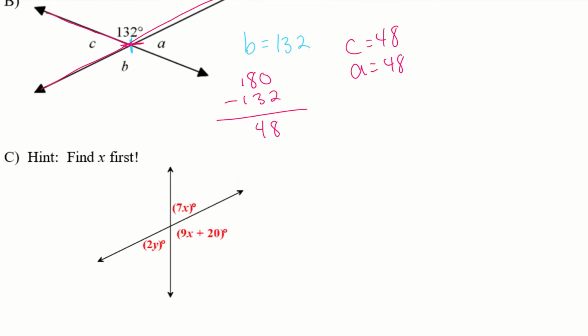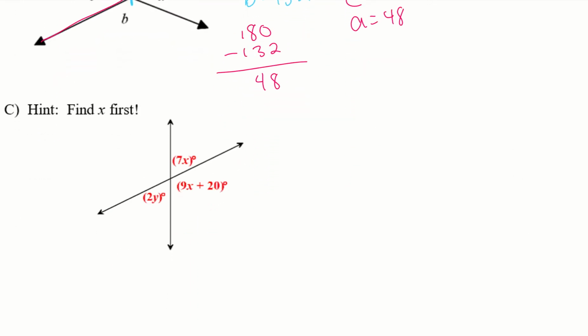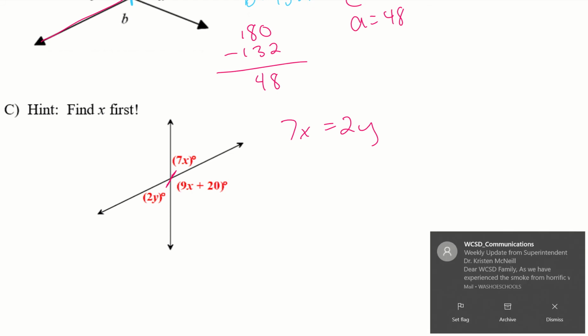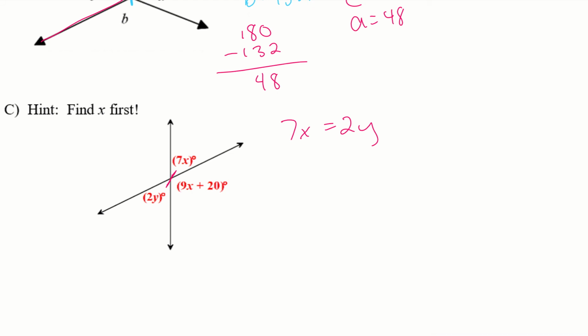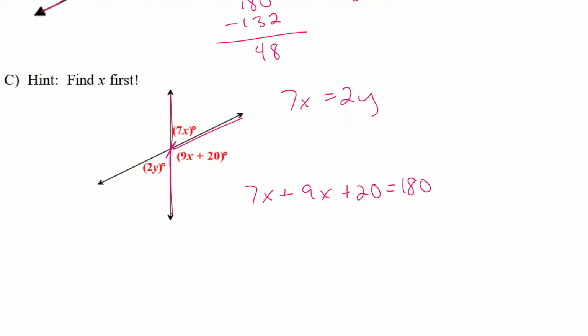Okay, and then our last one, C. Like I said, I usually look for that vertical angle, so I know that 7x equals 2y. But I can't solve this because one is x and one is y, so I can't combine them together. So now I'm going to take a look at the linear pair that it makes right here. So I now have 7x plus 9x plus 20 equals 180. By doing that, I can now solve for x and then plug it back in to solve for y.